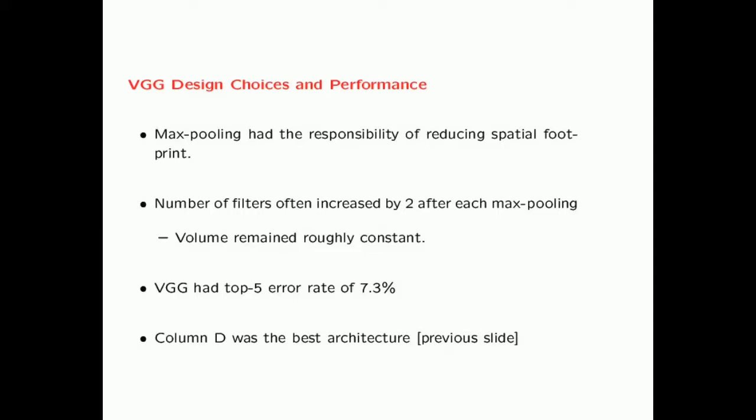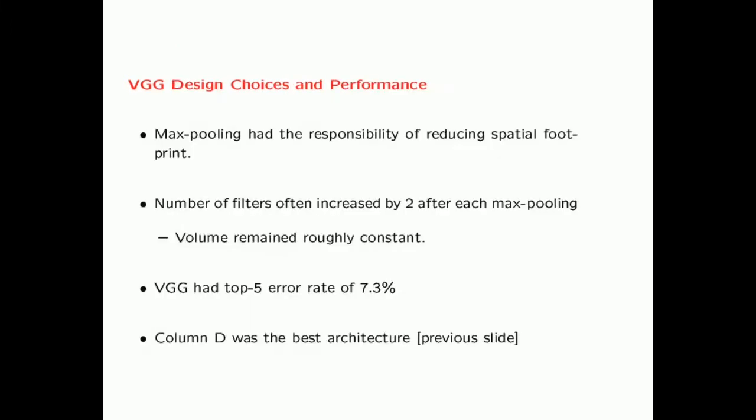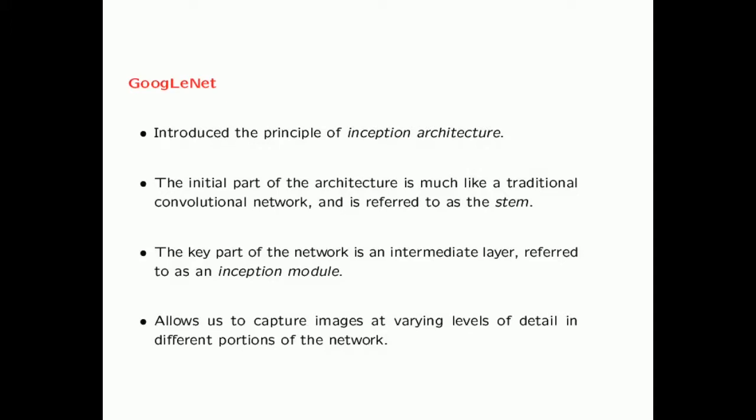Now the VGG had a top 5 error rate of 7.3%, and column D was the best performing architecture, the 16 layer architecture described in the slide. Now, in the same year, GoogleNet was proposed, which is a play on the word LeNet, which was the very first neural network architecture proposed by Yann LeCun.